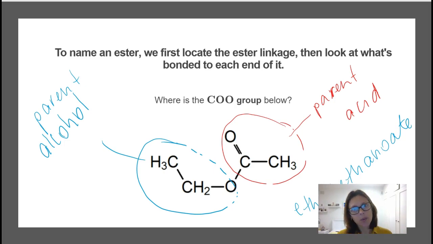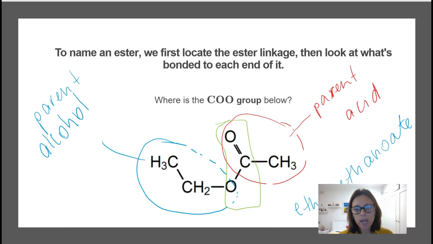So how do we make this ester? Now it's going to obviously be a lot easier to understand this, the naming and the process, when we actually come about making one in the lab, which we will do. But let's look at the theory first. To name this ester, we need to first of all locate that linkage. And again, as we said in the previous slide, here is our linkage group here, that COO. That's telling you that's where the two things are joining.